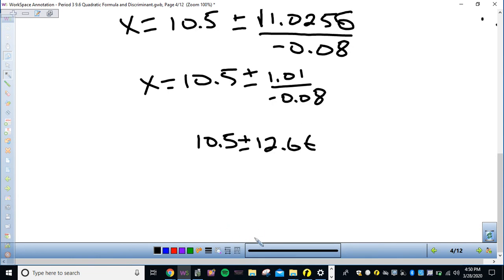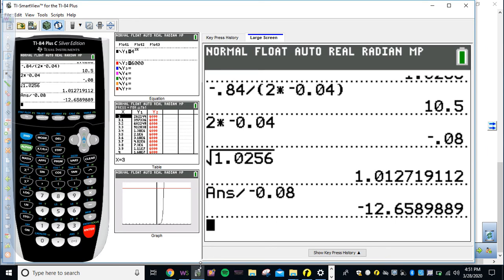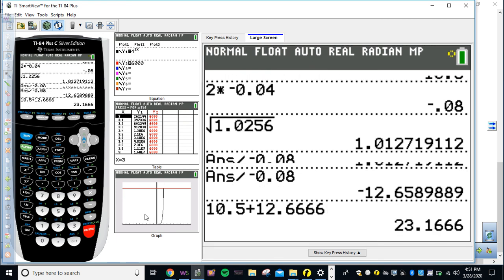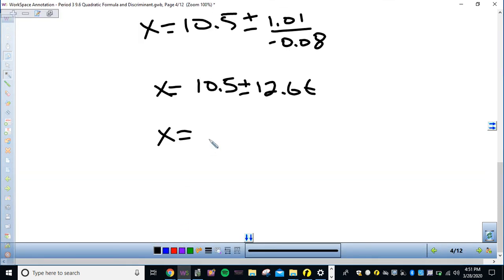So again here we've got two answers. This is what x equals. So x equals 10.5 plus 12.66. So let's go back in the calculator. 10.5 plus 12.66. Had an extra 6 there, but it doesn't matter. So 23.17 rounded. So 23.17. That's if we do the plus, 10.5 plus 12.66.